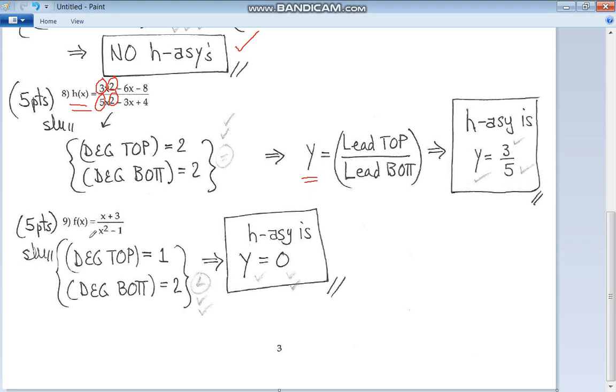And finally, we have question number 9 on this page. f of x equals x plus 3 over x squared minus 1. Let's compare the degrees. The degree of the top is 1. The degree of the bottom is 2. So the degree of the top is less than the degree of the bottom, and that implies there is a horizontal asymptote, the x-axis, which is the equation y equals 0. Okay, we have time on this video to go on to question number 10.